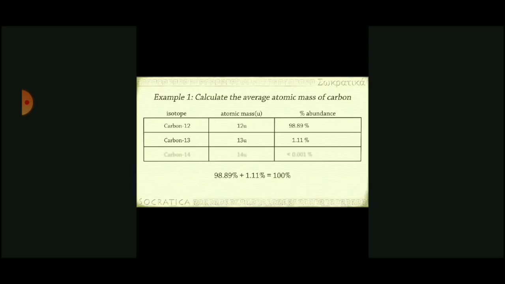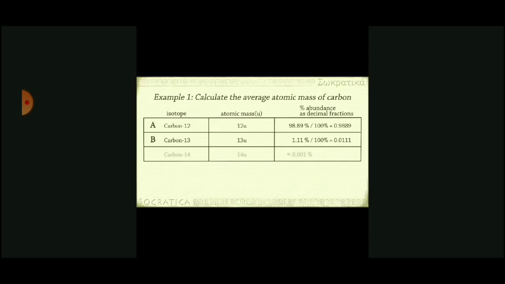Now let us calculate the average atomic mass. This percentage abundance, you can convert it into a decimal fraction. 98.89% is converted into decimals as 0.9889. 1.11% converted into decimal, you get 0.011. So when you add both, you get 1.